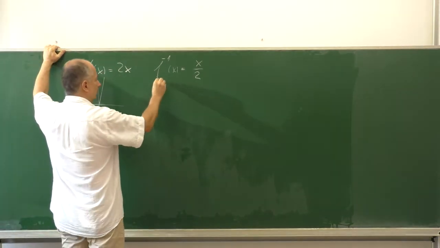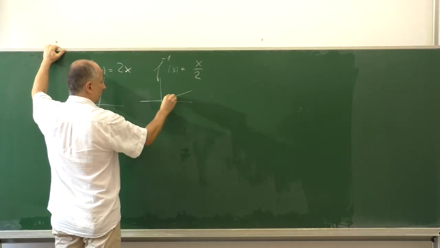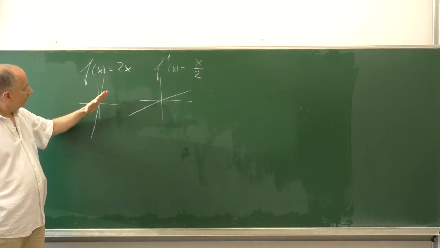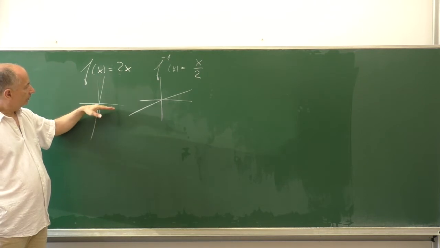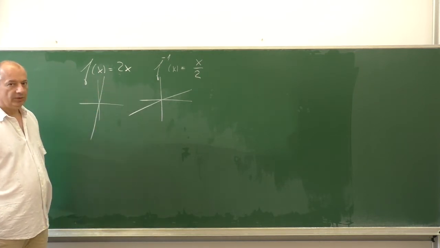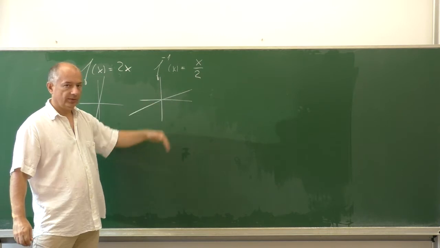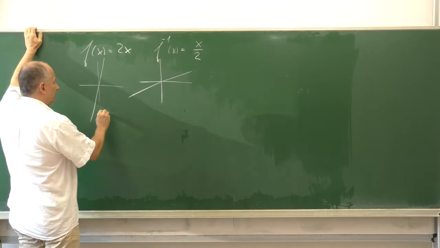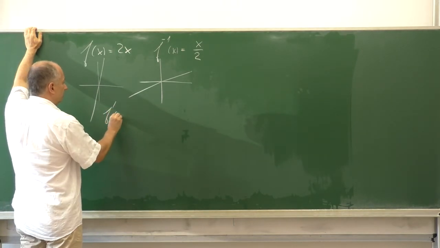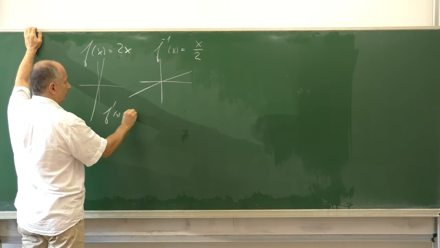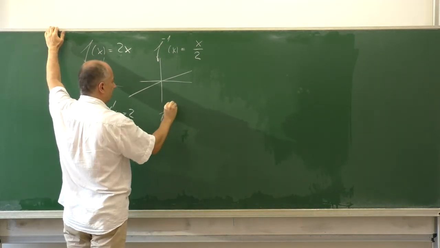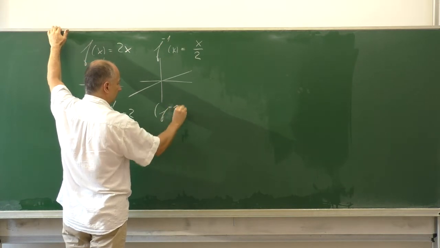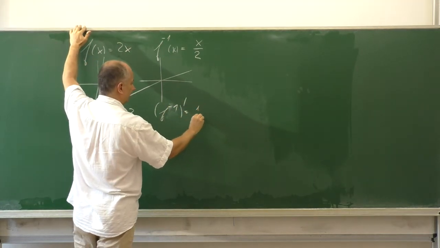The graph looks like that. This line has the steeper slope than 45 degrees, and this is less, the angle is less than 45 degrees. Now the derivative of the function is 2, and the derivative of the inverse is 1/2.